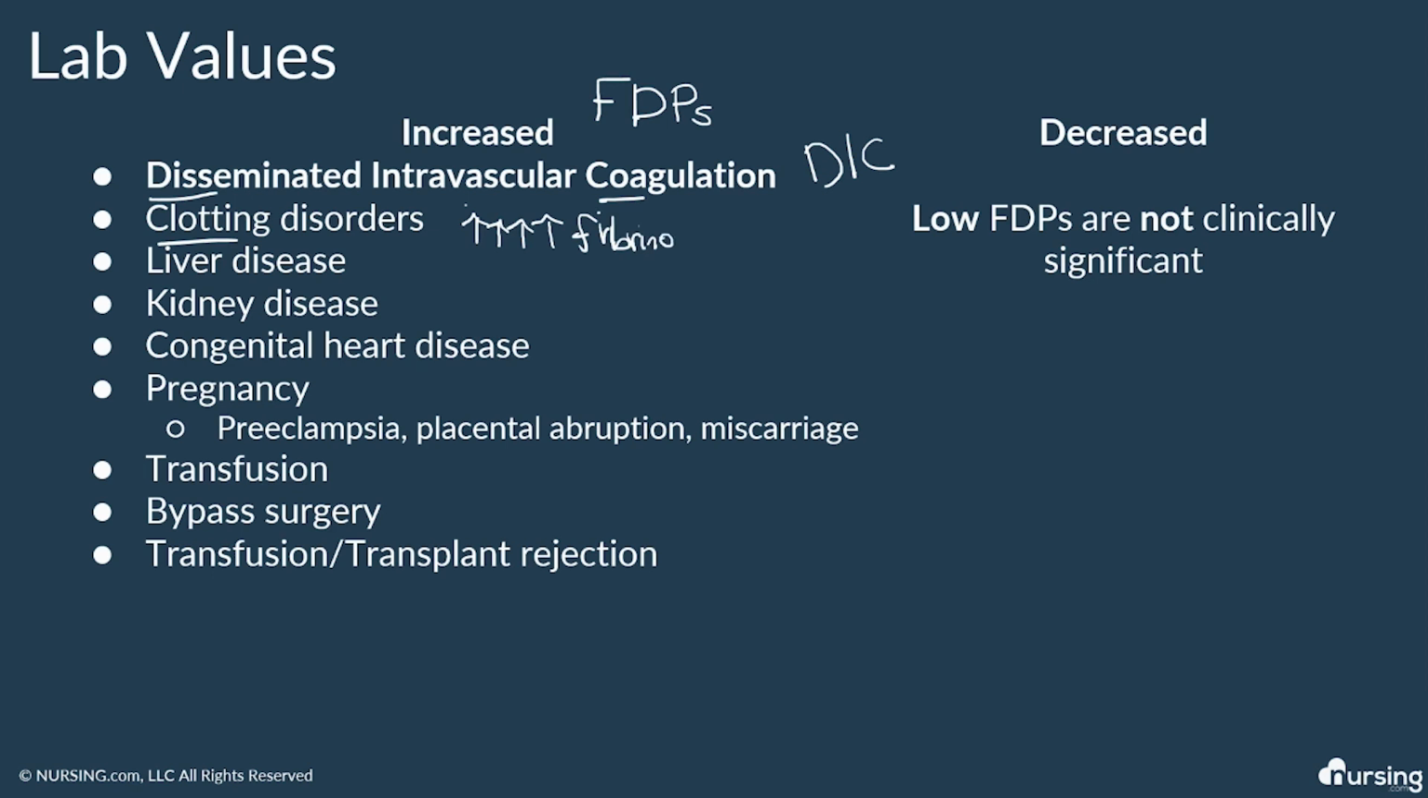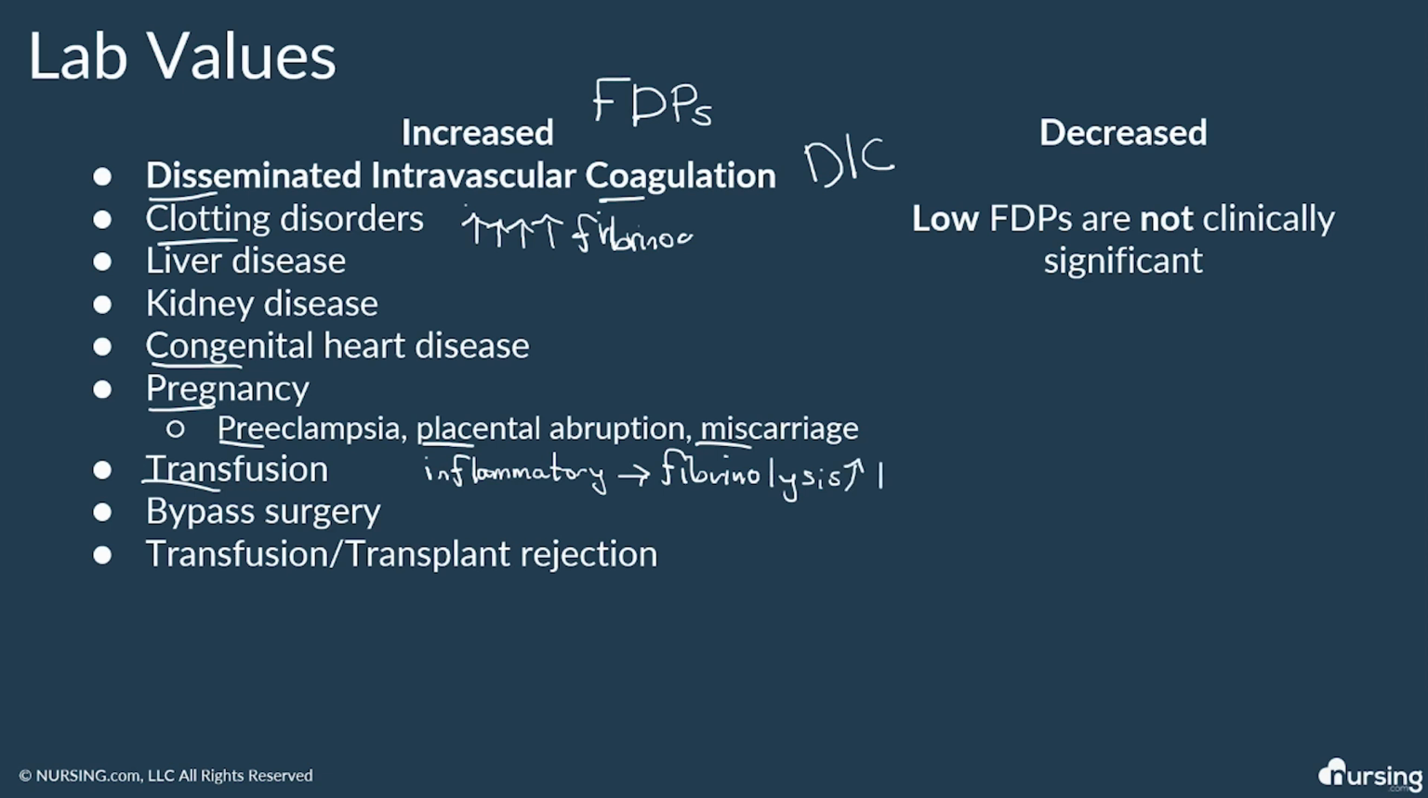We will see this in liver disease, kidney disease, and congenital heart disease, increased values. And even during pregnancy, this can be the case in preeclampsia, placental abruption, like we talked about, and even miscarriage. They'll also be increased in transfusion, right? Transfusion, there can be sometimes that inflammatory process. And inflammation, we're going to see clotting, and in clotting, we're going to see fibrinolysis. So then we're going to see an increase in those products, right?